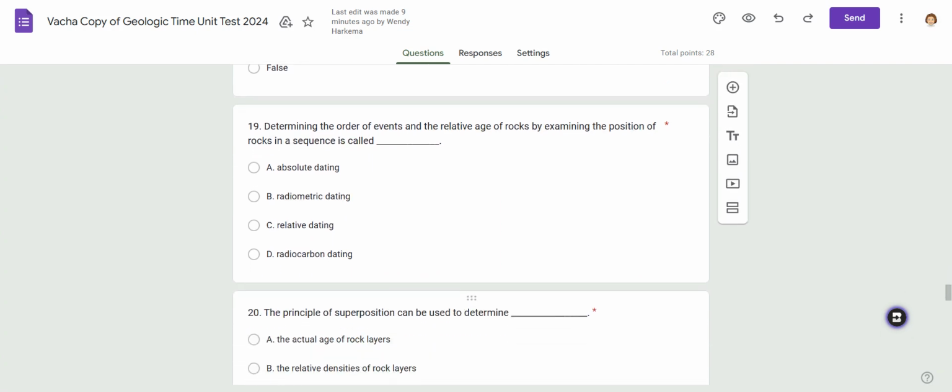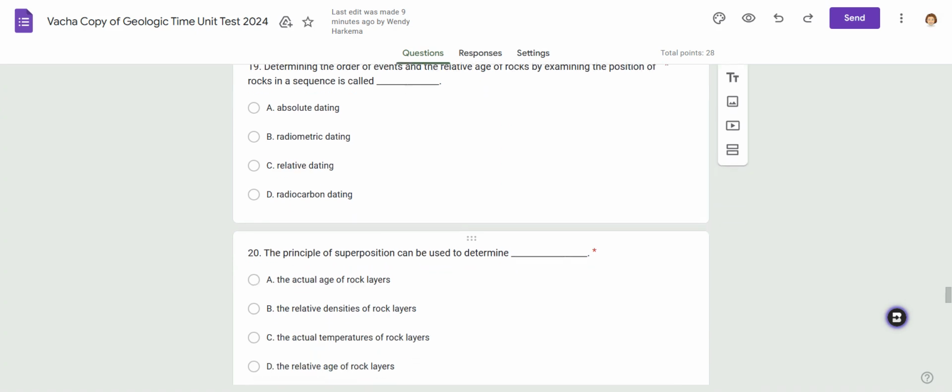Number 19, determining the order of events and the relative age of rocks by examining the position of rocks in a sequence is called what? A, absolute dating, B, radiometric dating, C, relative dating, D, radiocarbon dating.